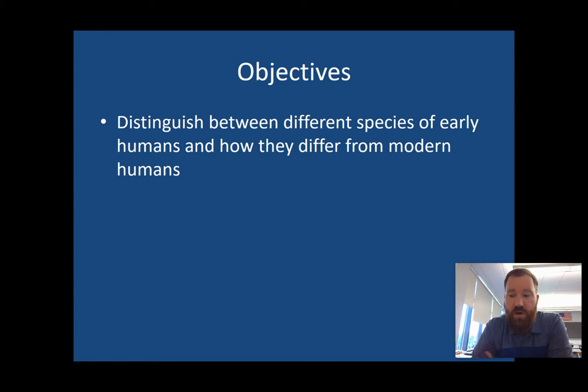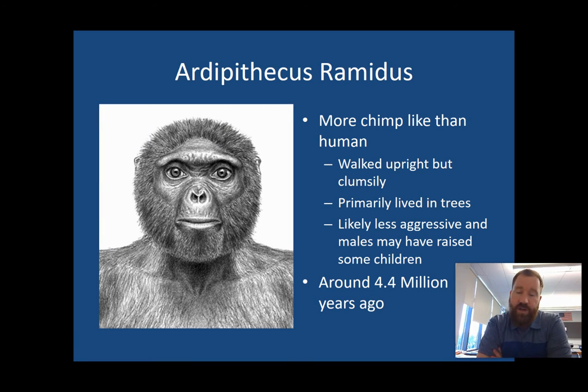So let's start with my main man, Ardi. Ardipithecus ramidus was one of the most recent discoveries. In fact, when I first started teaching, Ardi was not in my notes. This was something that I've had to add over the years because the evidence seems to suggest that this hominid species was part of our ancestral timeline. So here he is. Isn't Ardi cute? I like Ardi. He seems very interesting.